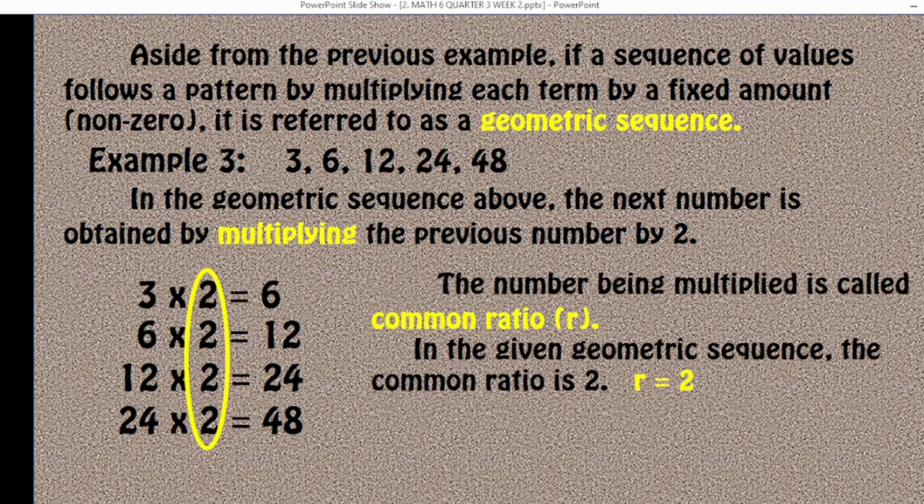Ayan. So, the number being multiplied is called common ratio. So, ang common ratio dyan or R is equal to 2. So, lahat ng number ay i-multiply sa 2. Depende kung ano ang pattern na sinusunod. Hindi lahat ay sa 2. Kaya pag-aaralan nyo muna mga bata ang arithmetic sequence bago kayo makabuo ng isang pattern at para maging tama ang susunod na number na ilalagay nyo sa isang arithmetic sequence.